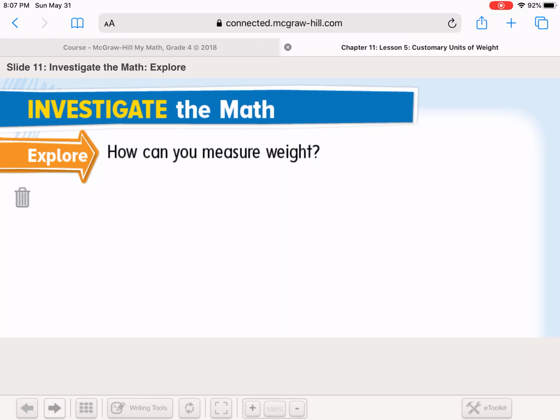So one way that you can measure is on a scale, right? So you would measure weight. You can measure either on a scale, like a bathroom scale, where you measure your body weight, or there's little scales that you can use in the kitchen, and they tell you how much something weighs. If you want to weigh a piece of chicken or something like that.